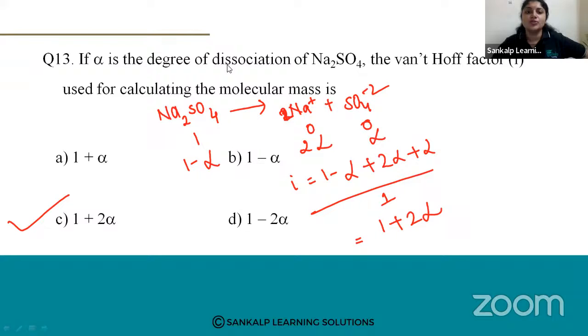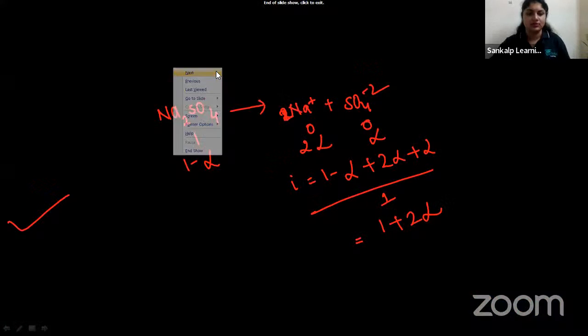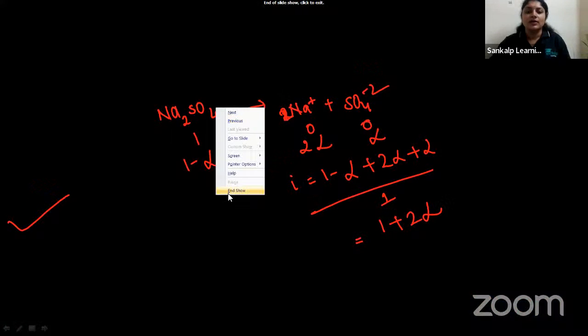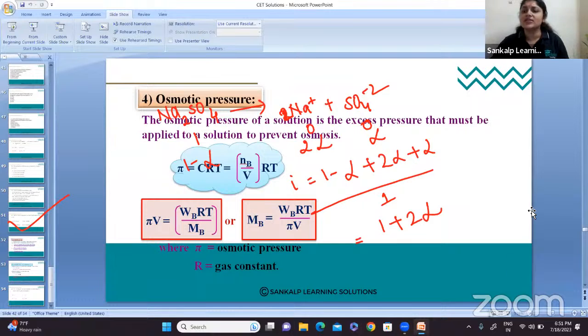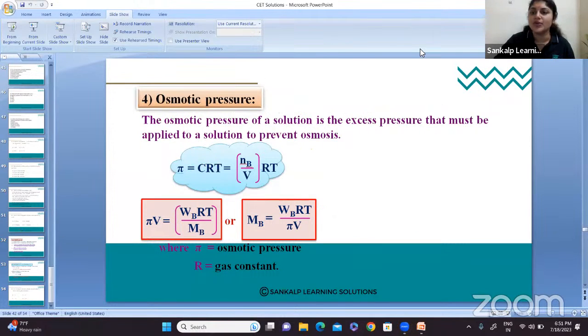Like this, you need to solve. By this, we have covered the questions. Next session, we'll solve some more questions on solutions. If you have any doubts, you can ask, or else I'll end the session here.